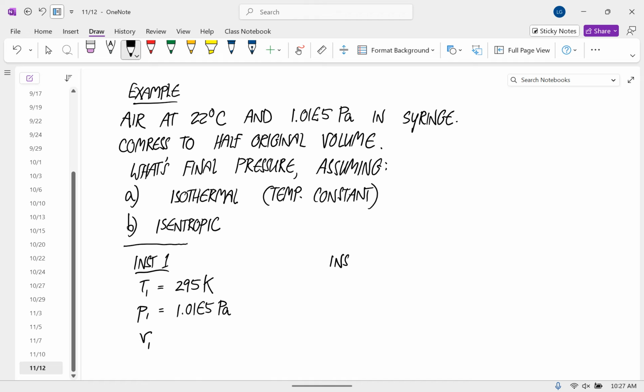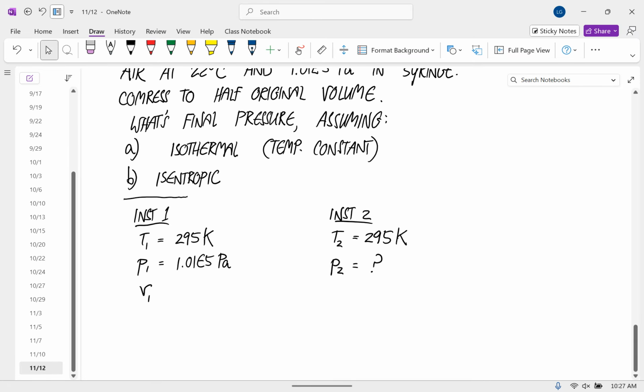And then at instant 2, the temperature is still 295 Kelvin. The pressure P2 is what we're trying to find. And the volume V2 is half of V1.